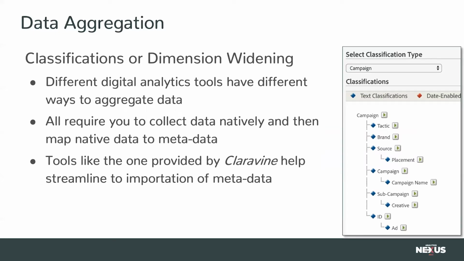If you're an Adobe customer, you've probably heard the term SAINT classifications. If you're a Google customer, you might use dimension widening. But basically, no matter which tool you use, they ultimately allow you to map your low level data into higher level groupings. So for example, here I can see in an Adobe world, maybe looking at my campaign codes by tactic or brand or source. And so they allow you to capture one data point natively, like campaign, but then you can slice and dice it or add as much metadata as you want later.